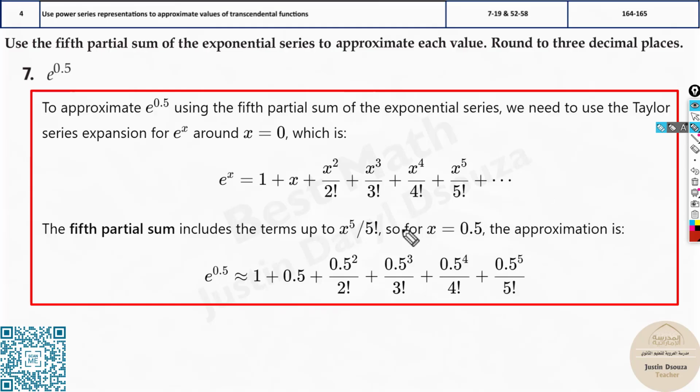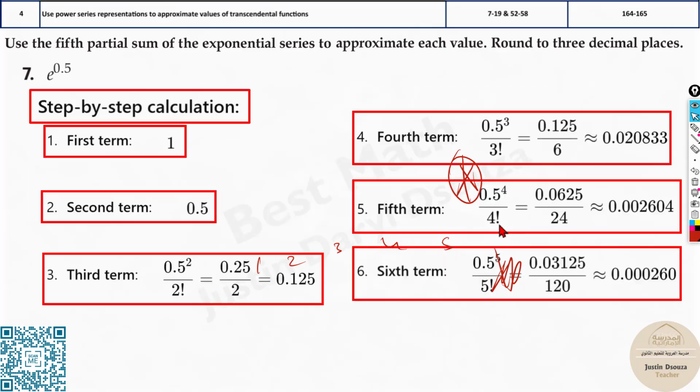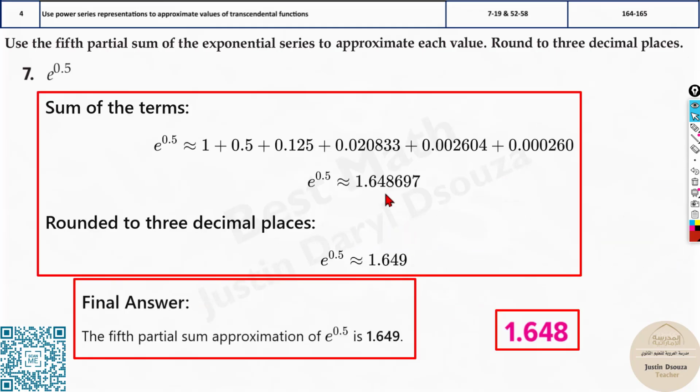Okay, this is a mistake. It should be 4, only this much. This last term must not be there. The fifth partial sum would be 1, 2, 3, 4, 5. That's it. What they have done is just the first term, second term, third term. So it's not the sixth term, it's the fifth partial sum. Apologies for that. This term is disregarded, only five terms. And then we add those terms up and approximate it.